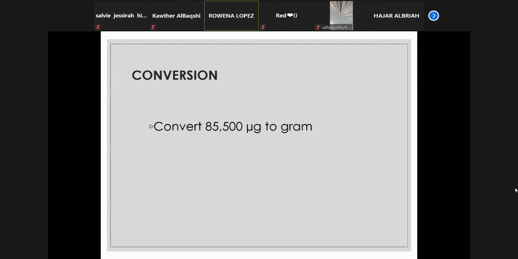Convert 85,500 micrograms to grams. You have 30 seconds.